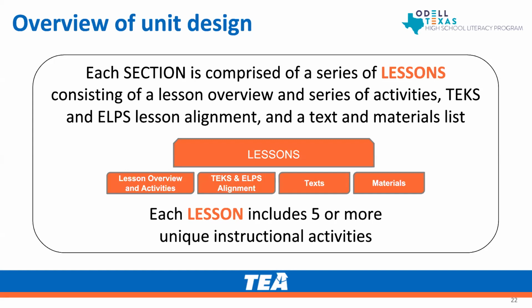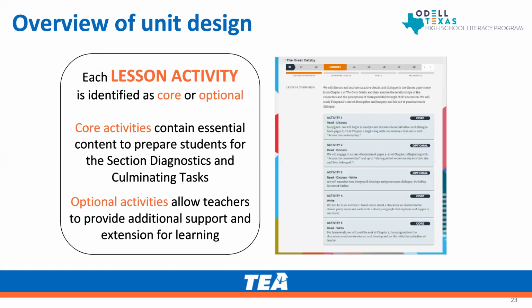English. So to give you a quick glimpse at what these lesson activities look like, over here on the right, you'll see an outline for lesson 3 of The Great Gatsby. Each lesson activity is identified as either a core activity or an optional activity. Core activities contain essential content to prepare students for the section diagnostic and culminating tasks, whereas optional activities allow teachers to provide additional support and extensions for learning. And so you can again see at the right where in this particular lesson, this is lesson 3 of Great Gatsby, there are 5 activities available for this lesson. Of the 5, it looks like 3 are core and 2 are optional.